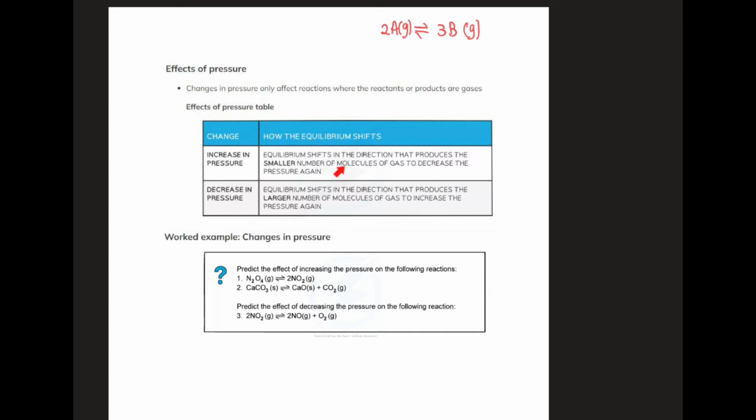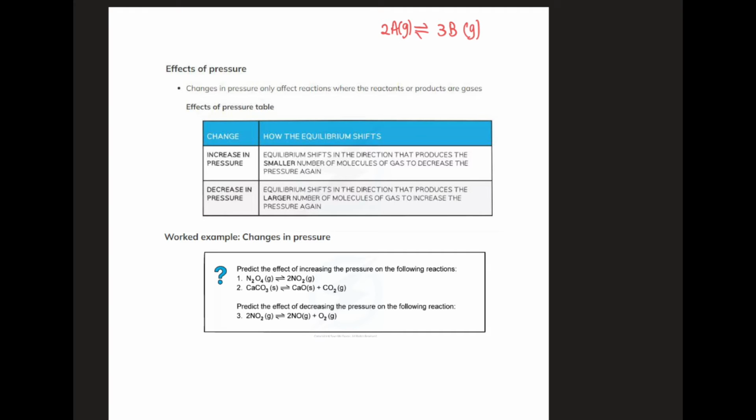Yes. So for this pressure, will they ever give a reversible reaction that has both a gas and a solid or aqueous substance? Yes, it is possible. In that case, do we ignore the aqueous or solid because it's not a gas? Yes, we have to ignore that. We just look at the gas.